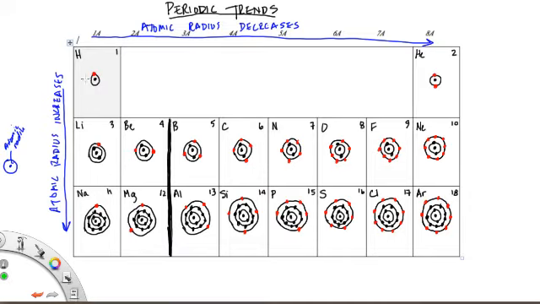As we go down group 1A, that electron is further and further from the nucleus. It's also further and further from the attractive positive force of the nucleus. So this electron here in sodium is experiencing less of an attractive force to the nucleus than the electron, for instance, here in hydrogen, because in hydrogen it's much closer to the nucleus.